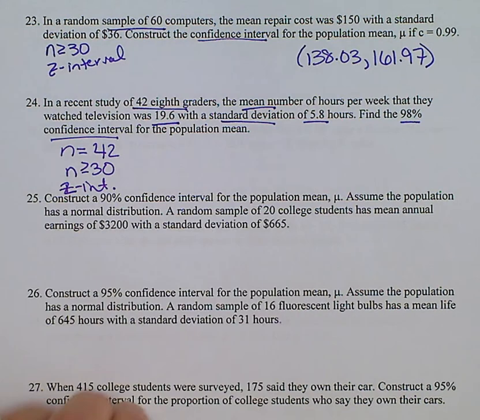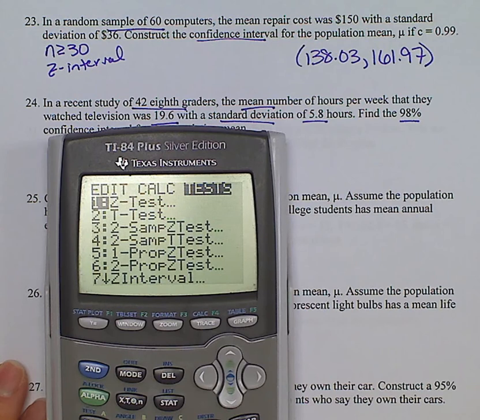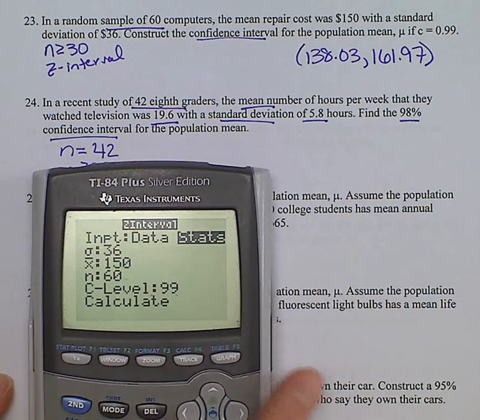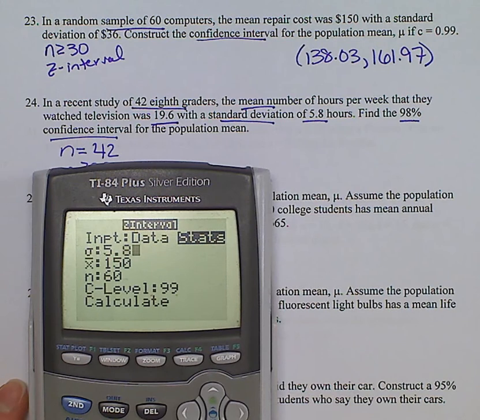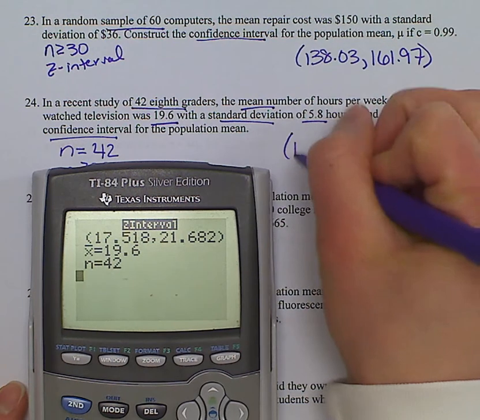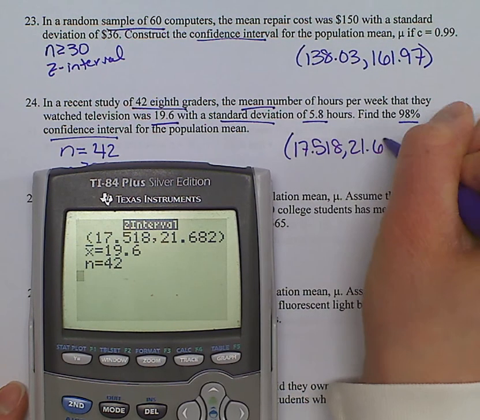So I'm going right back into the test in the calculator, selecting option 7. Again, we have the statistics, not the list of the data. Our standard deviation is 15.8. Our mean is 19.6. N is 82. Our confidence level is 98. So here's our confidence interval.